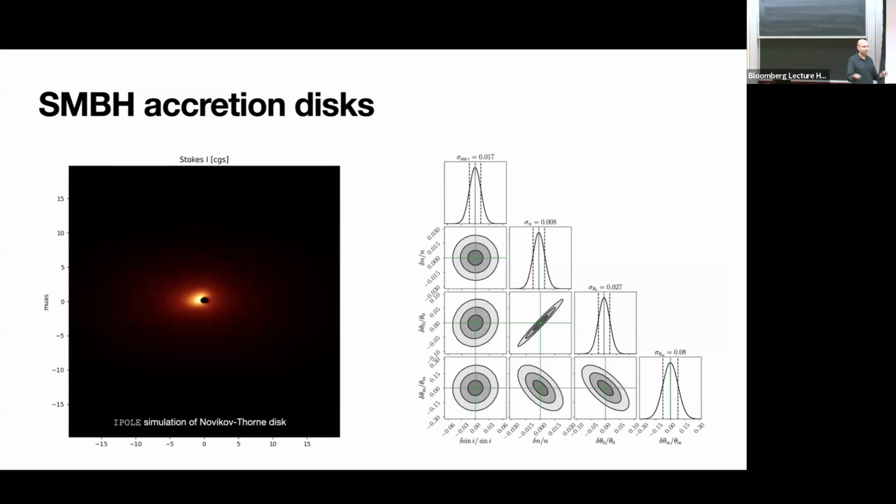Since I'm a cosmologist, I am required by law to show you a Fisher matrix corner plot. So here it is. This is just showing forecasts of various different parameters that could be attained with that fiducial observation that I described. Things like the inclination, the radial profile, the size of the disk.